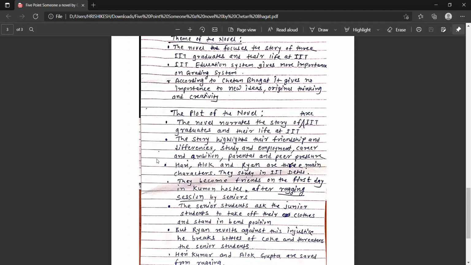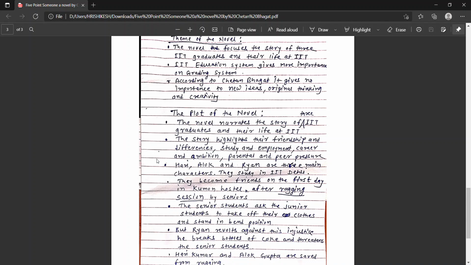So in this way, this plot of the novel is centered around three friends who are taking education in IIT Delhi. So novel focuses their friendship, their life, their career, their ambition. And which are the three important characters that we have just discussed: Hari, Alok and Ryan, which are the three main characters who study in IIT Delhi. And what happens that they become friends on the first day in Kuman Hostel in IIT Delhi.